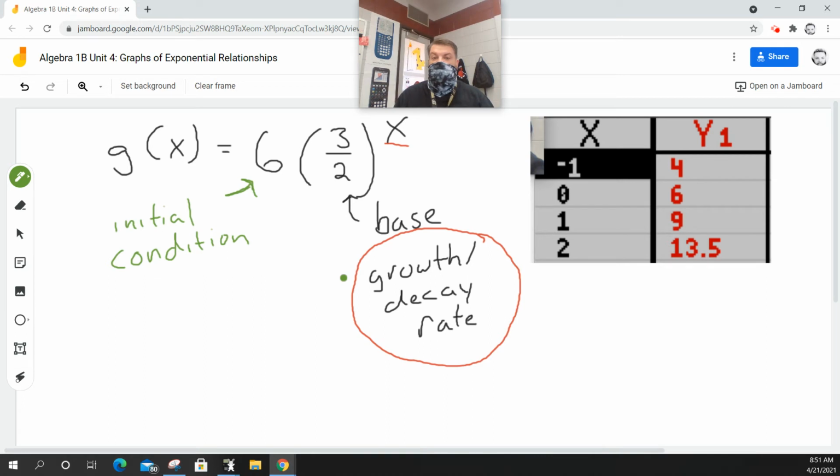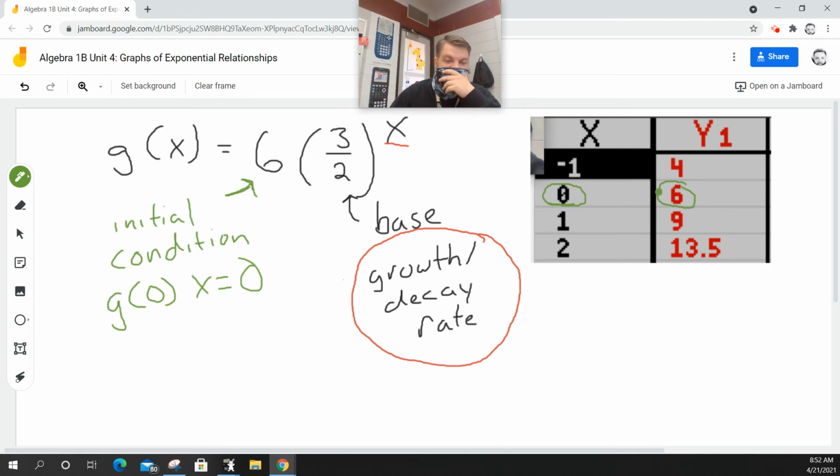All right. Well, we're just going to be asked to graph and notice these key features. So the first thing I want to point out is that the initial condition occurs at g of 0. In other words, it occurs when x equals 0. So notice that when x equals 0, y equals 6. That's no accident.